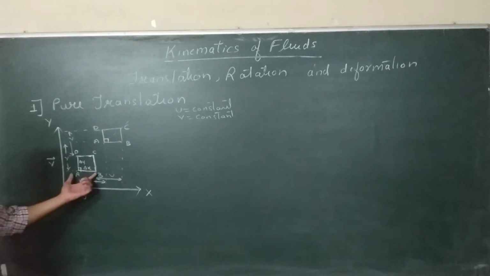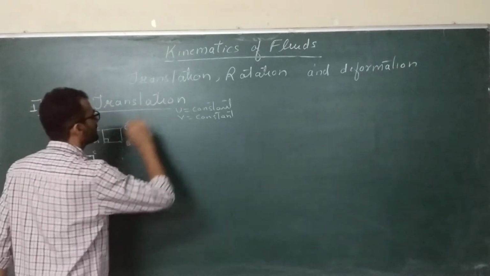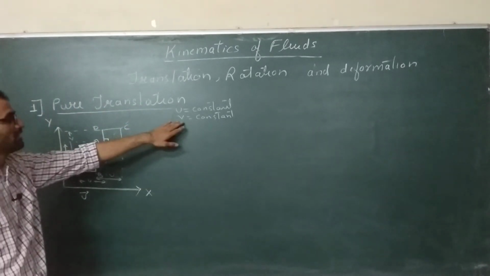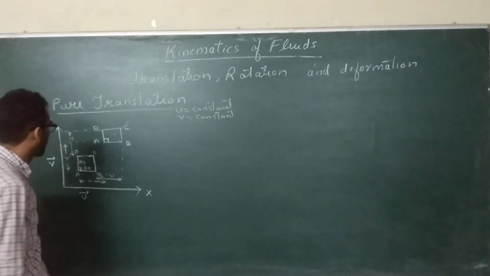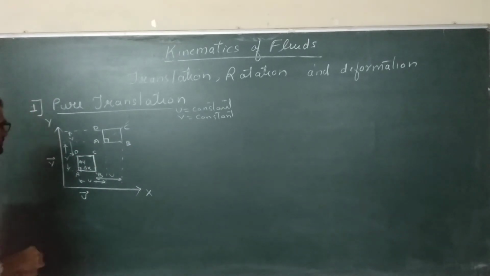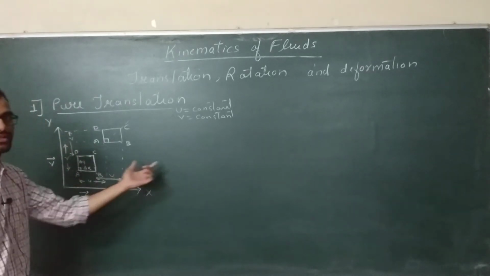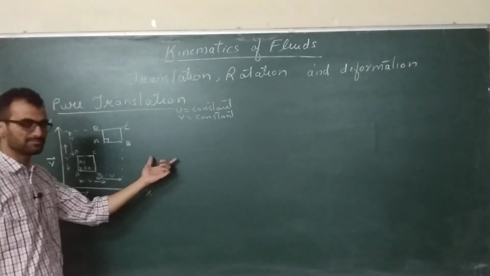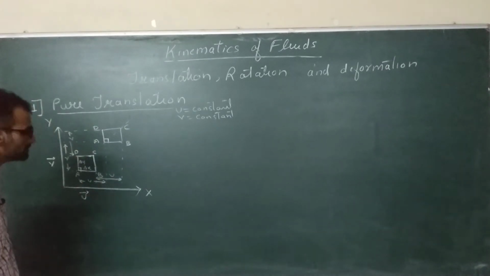So this is a case of pure translation. You will get a pure translation when you have a uniform flow and u and v components are constant. So this is the first case of pure translation. This is exactly like solid body motion. This is exactly what happens in a motion of solid bodies.